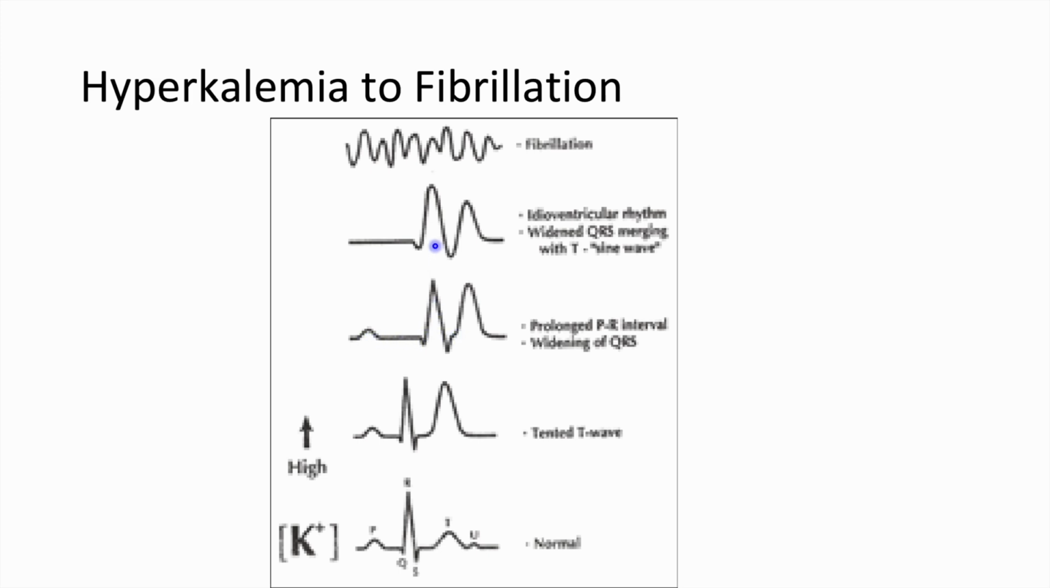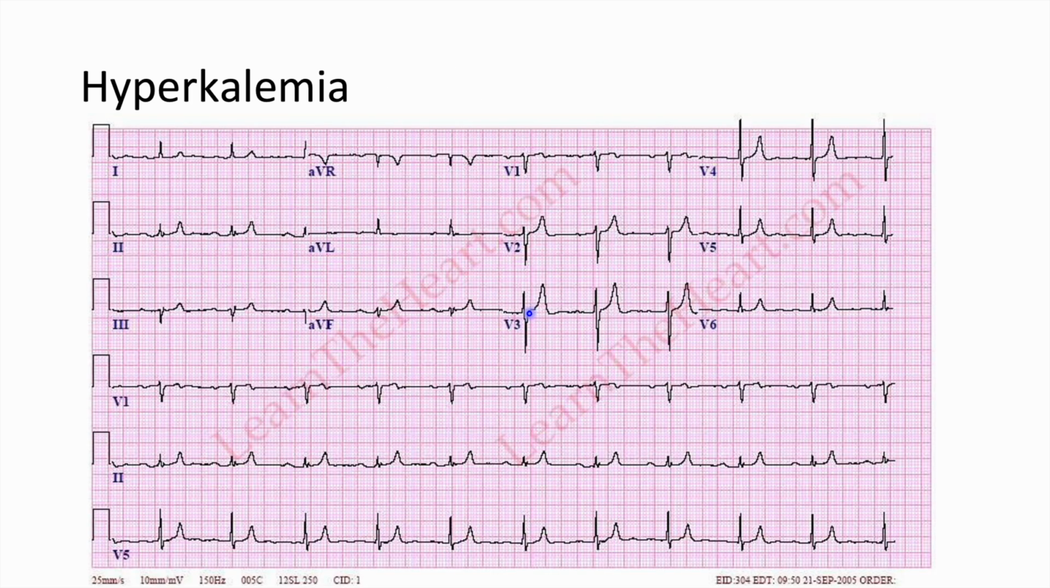Then you start to get even more exaggeration of that, and then suddenly it becomes fibrillation. This is the progression as your potassium gets higher and higher. That's why we need to tightly regulate potassium, because it has major effects on the heart and you don't want to get ventricular fibrillation. So the main thing you want to look at for hyperkalemia is spiked T waves.